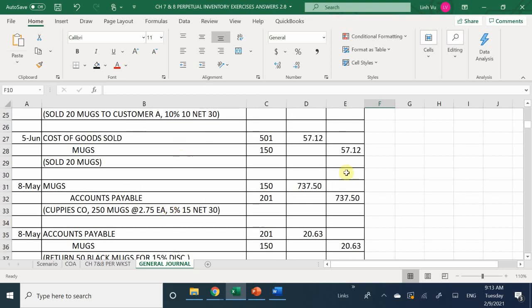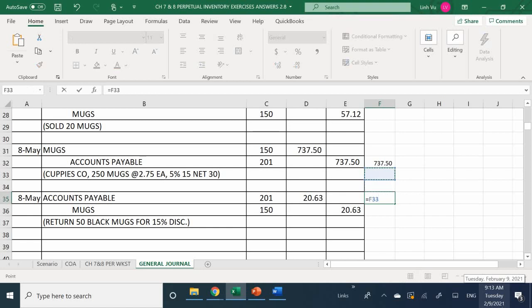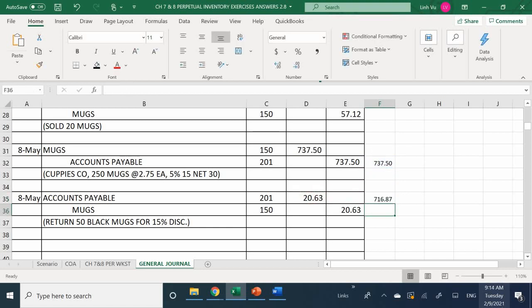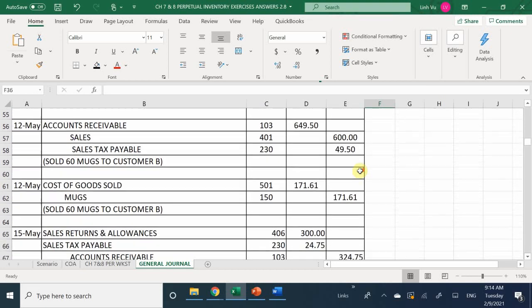We originally have the accounts payable to reflect the $337.50. However, we had to return $20.63. So in this case, my new accounts payable for my second batch should be for the $716.87. Okay.